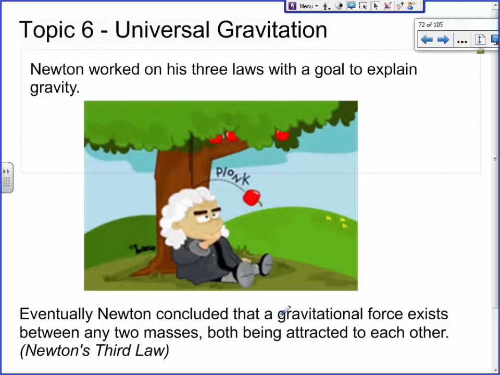Really, what he then concluded is that gravitational force must exist between any two masses, both of them being attracted to each other. Newton's third law basically says there's an equal and opposite reaction. He concluded that it's actually not gravity that's just acting in a downwards direction. If his third law really does hold true for everything, it should be a double-sided arrow. Let me show you that one more time. It's not just that gravity causes the apple to go downwards, because that doesn't fit his third law, right? For every action, there should be an equal and opposite reaction. He concluded that it must be that way as well.